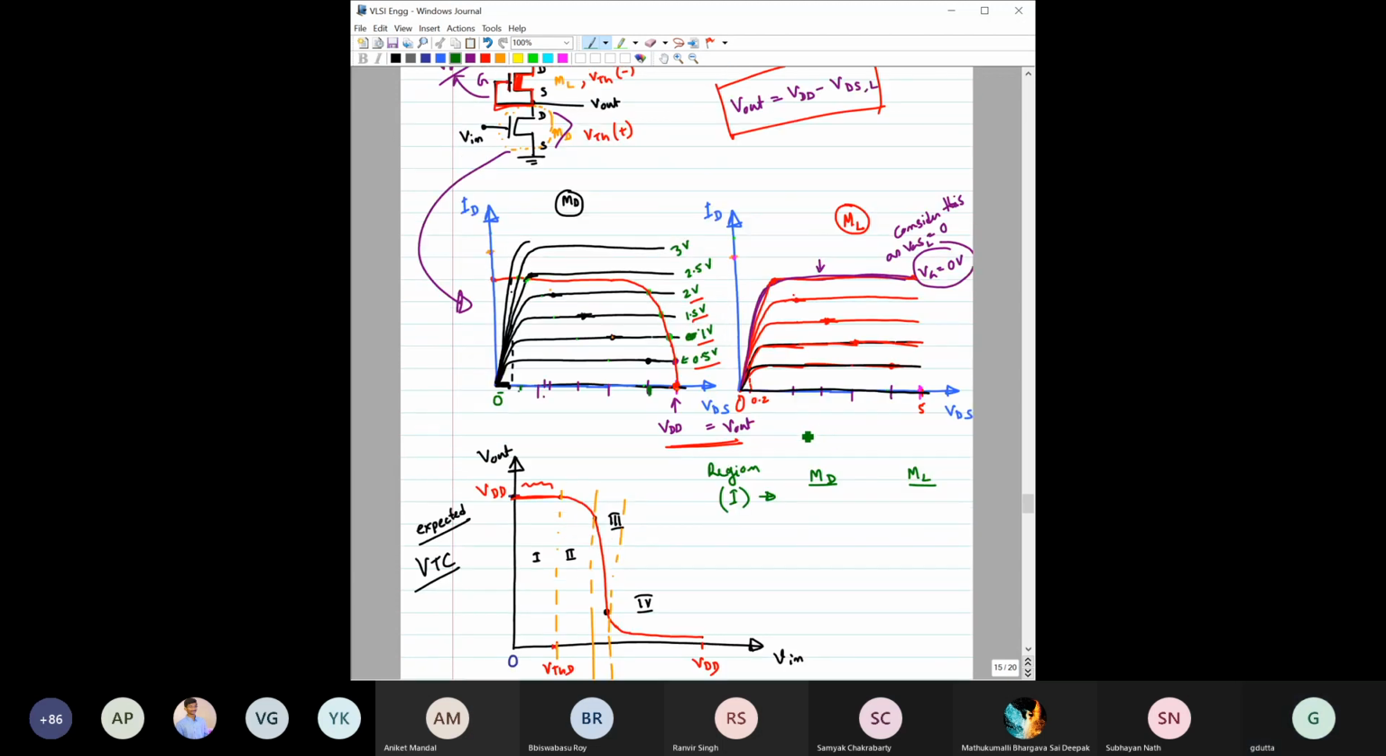Yeah. So in region 1, transistor MD is cut off. ML is in triode region. Okay, next. Region 2. Saturation and triode. Very good. Region 3.